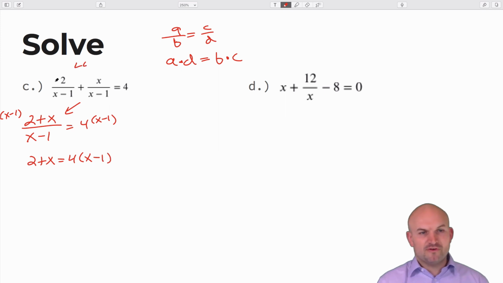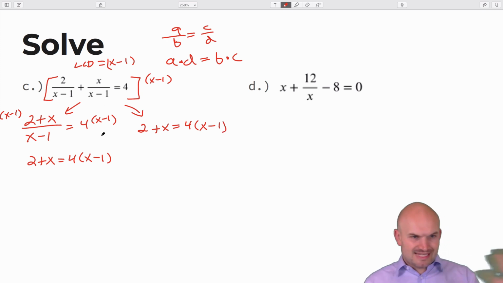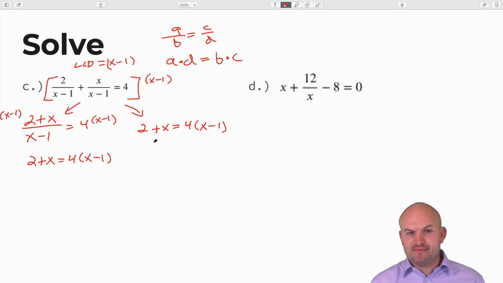Now, in my preferred terms, I'm just going to say the LCD is x minus 1. So if I multiply everything times x minus 1, the x minus 1's divide out and leave me with a 2. Here, the x minus 1's divide out and leave me with an x, equals 4 times x minus 1. So you can see it's the same idea. Maybe one is easier than the other, but you're going to get to the exact same equation.